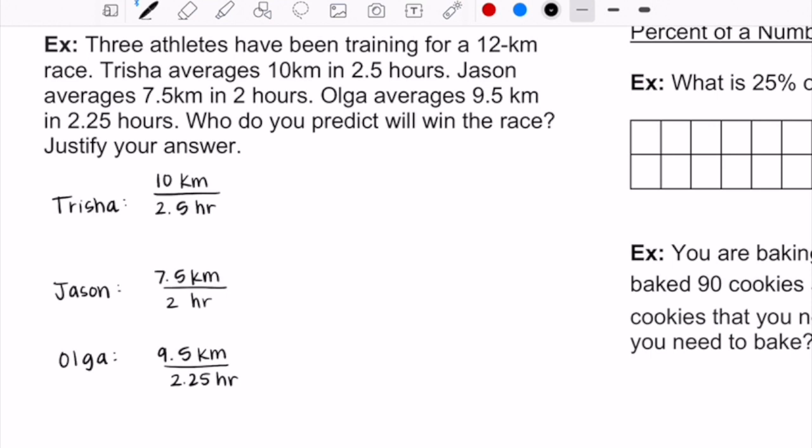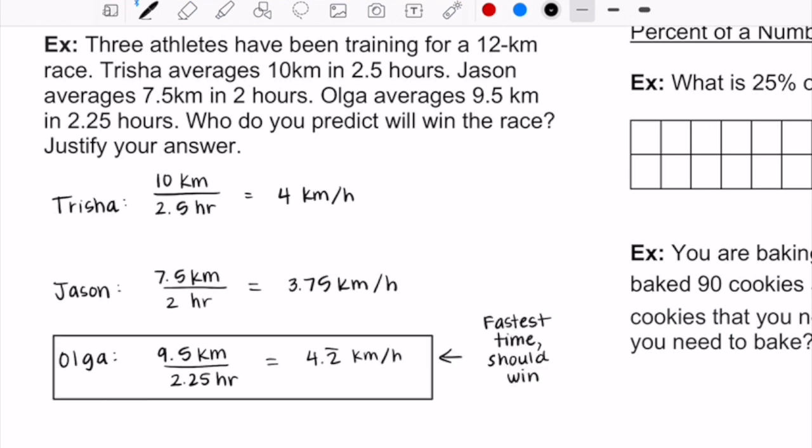And so what's given to us is that Trisha goes 10 kilometers in 2.5 hours. And so when you divide those two numbers, you get that her rate is 4 kilometers per hour. When you do the same thing with Jason, Jason's going 7.5 kilometers in 2 hours. So Jason's going 3.75 kilometers per hour. And then the third person that's racing is Olga. It says that Olga averages 9.5 kilometers in 2.25 hours. You get 4.222. The 2 repeats. The person who would win the race, you would predict would be the person who's running at the fastest rate. And so out of these 3, Olga has the fastest time. And so Olga would be predicted to win the race running at the rates that the athletes are running at.